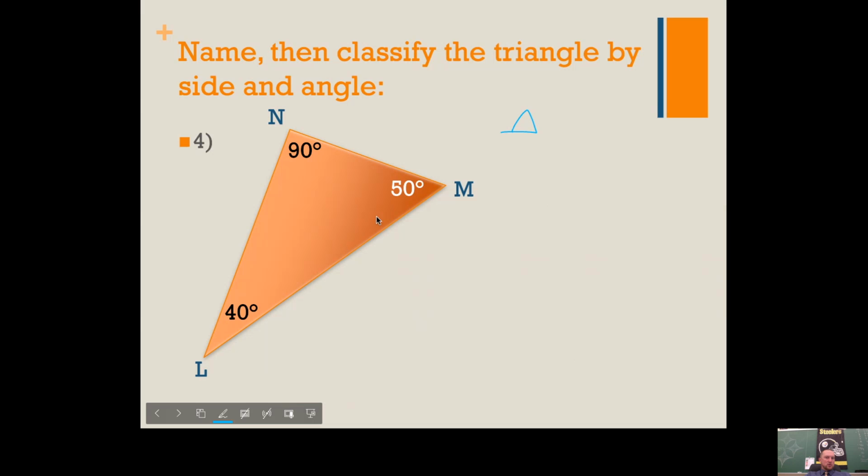I'm going to name this triangle MLN. That's its name. Now, how would I classify it? Well, I notice there's a right angle. And I also notice that all of these angles are different. So that means all the sides are different. So it would be a right scalene triangle.